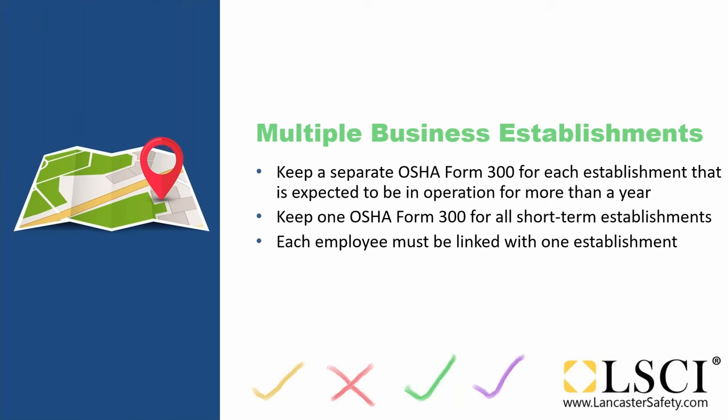When the employer has more than one establishment, a separate log must be kept for each establishment expected to be in operation for more than 1 year. OSHA defines an establishment as a single physical location where business is conducted or where services or industrial operations are performed. If your company has a continuous presence at a client site or job site for 1 year or longer, you must treat it as an establishment and maintain an OSHA 300 log. For short-term establishments, which are those expected to be in operation for less than 1 year, the employer may keep one log that includes all injuries and illnesses at the short-term establishments or keep logs by the state or district.